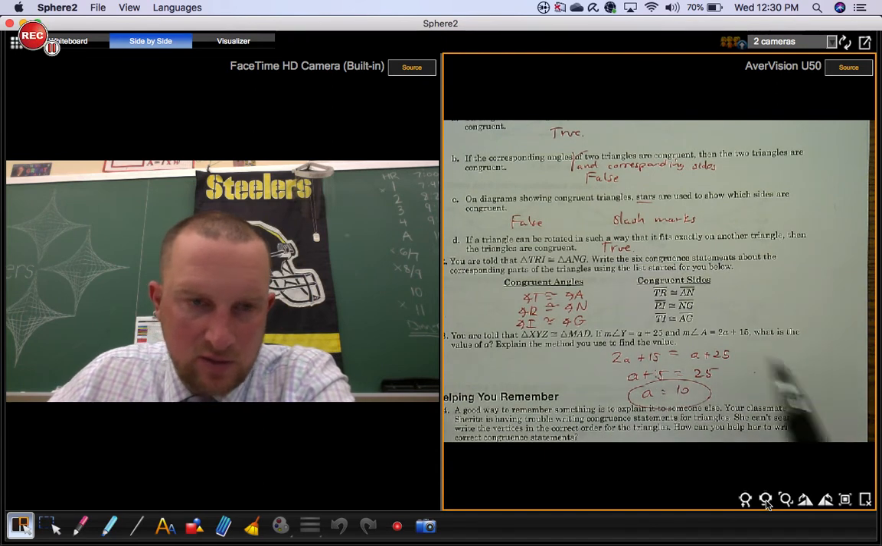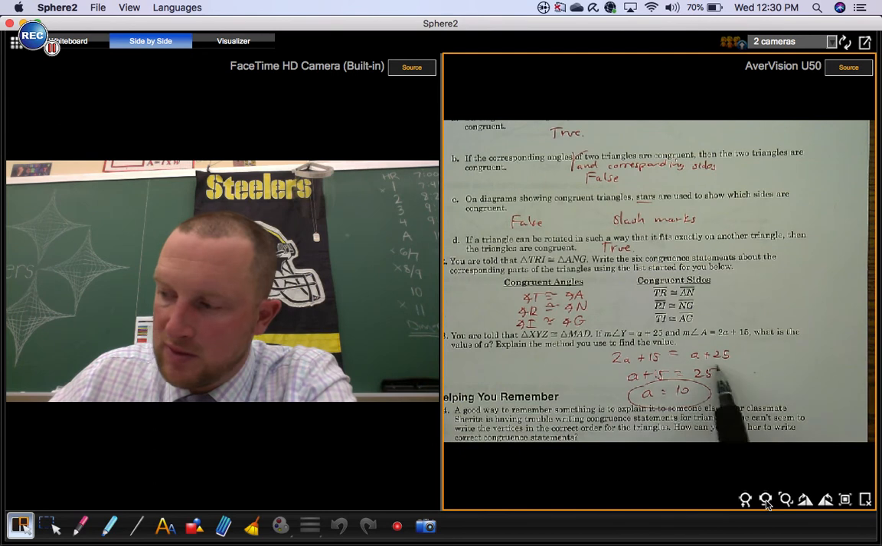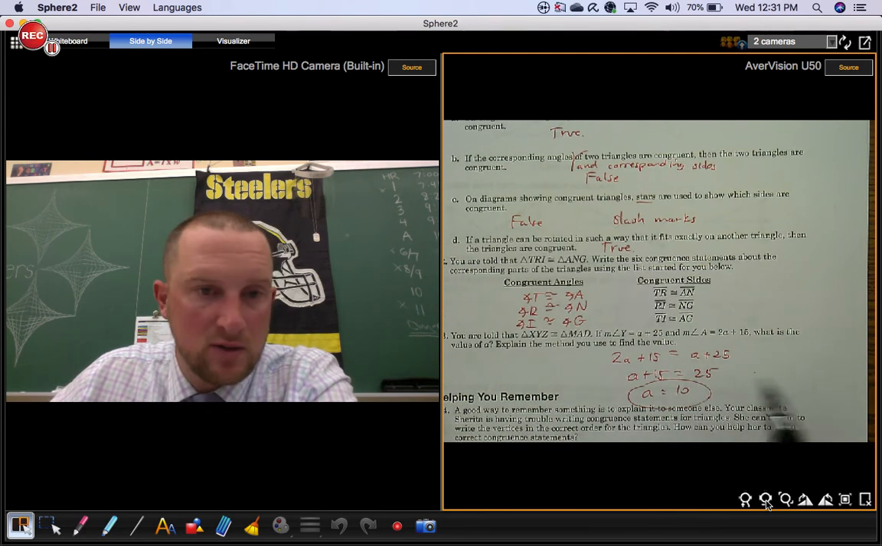Explain the method you use to find the value. Well, we have congruent triangles. These angles correspond, so that means they're congruent too, so you set their measures equal, and you use algebra to find the value of A.